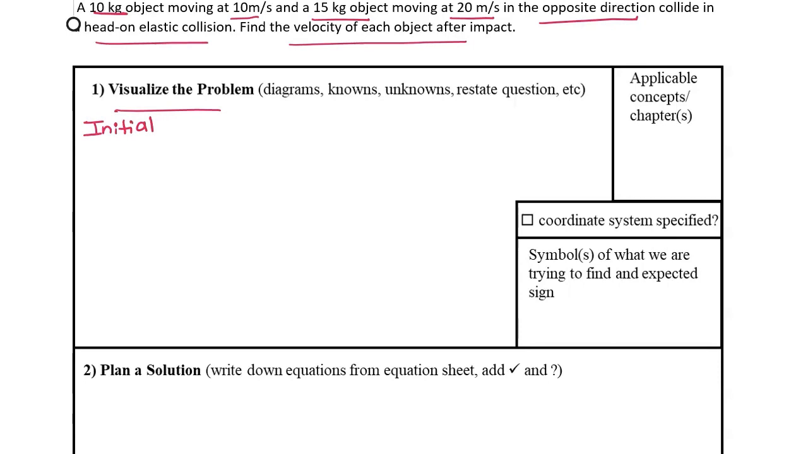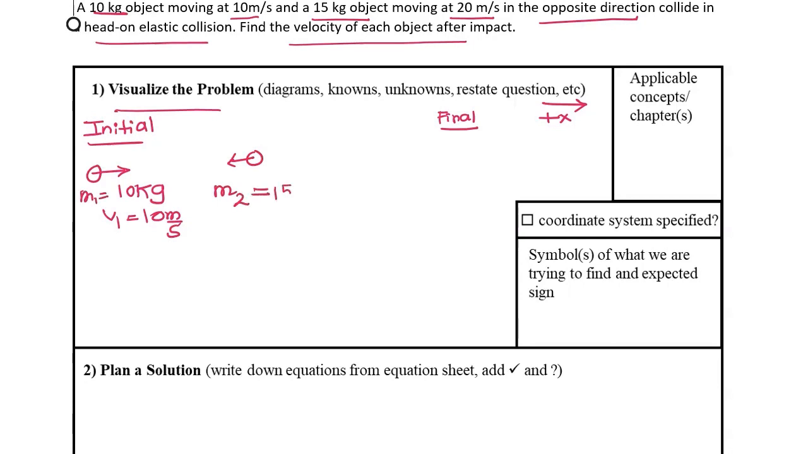I'm going to draw a diagram for the initial situation and for the final situation. I'm going to take right as the positive x-axis. Initially, the 10 kilogram object has a velocity of 10 meters per second. Let's assume it's moving to the right. The mass is 10 kilograms. The second object is moving in the opposite direction, so let's assume it's moving to the left. Mass is 15 kilograms. Velocity would be negative 20 meters per second based on our coordinate system.